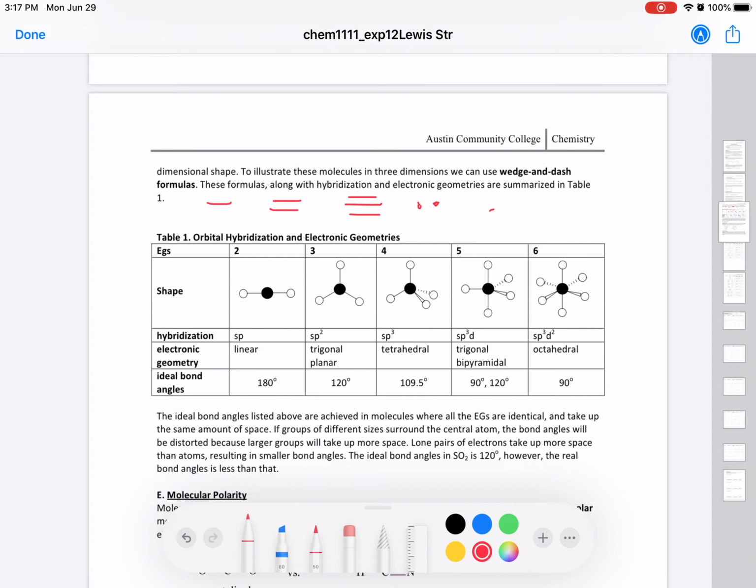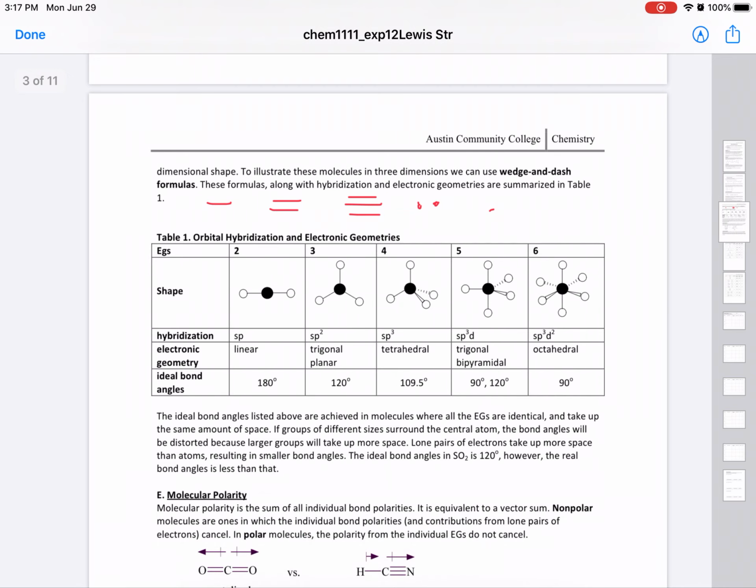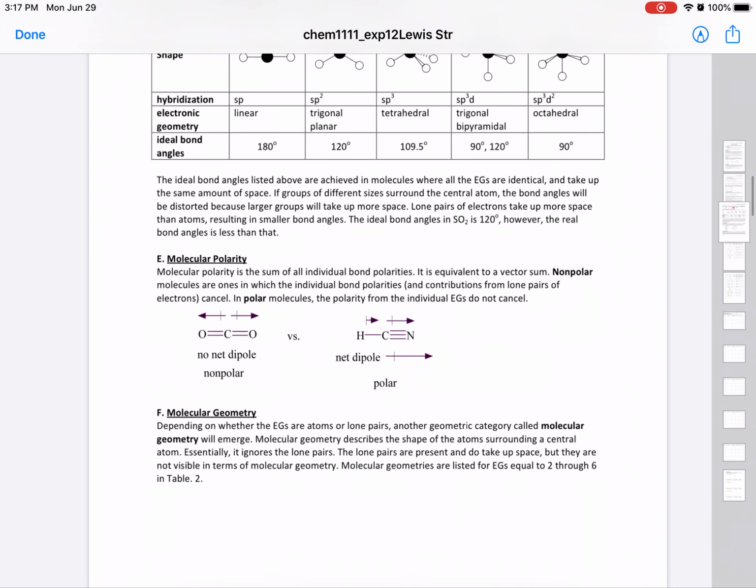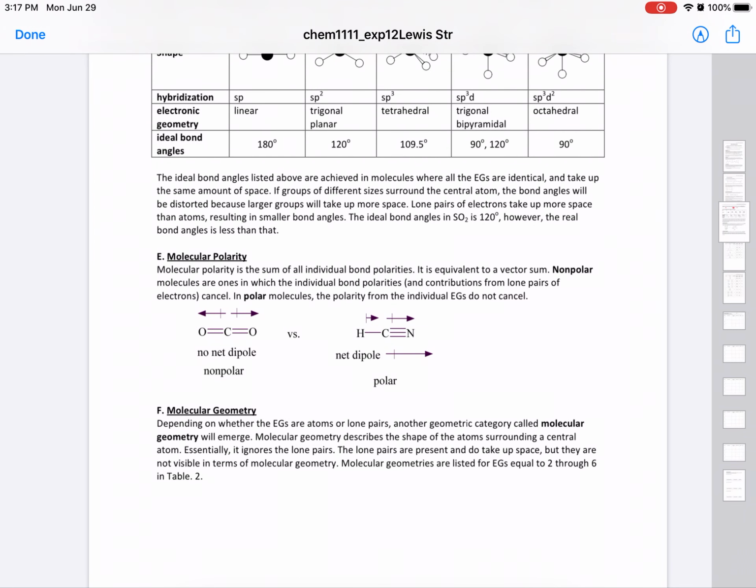Okay, so we have another chart, but prior to that we also need to know how to find out if a molecule is polar or not. You can have some polar bonds. For example, carbon dioxide, the resonance structure is drawn here, and between carbon and oxygen the bond is polar.